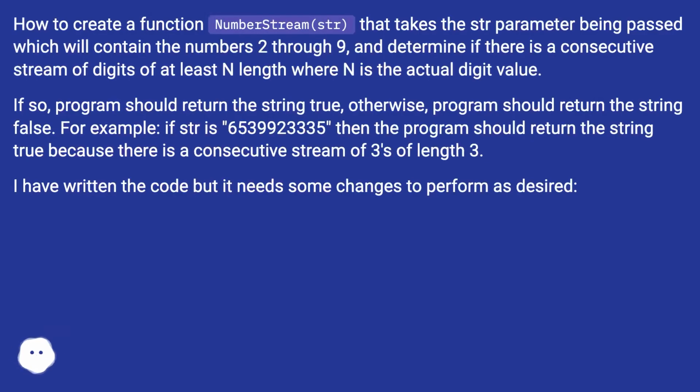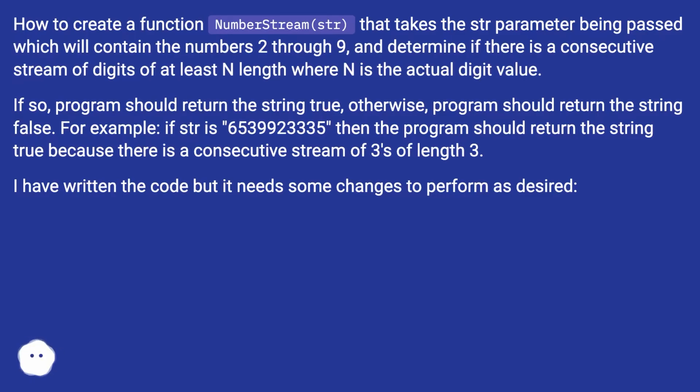The number stream detection. How to create a function number stream, str, that takes the str parameter being passed, which will contain the numbers 2 through 9, and determine if there is a consecutive stream of digits of at least n length, where n is the actual digit value. If so, program should return the string true, otherwise, program should return the string false.